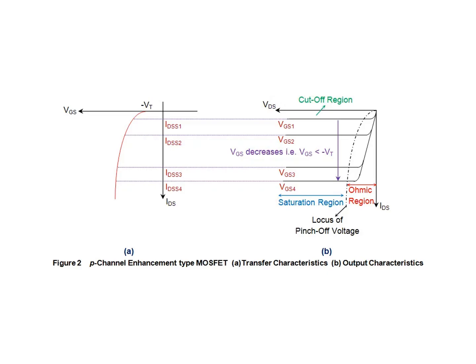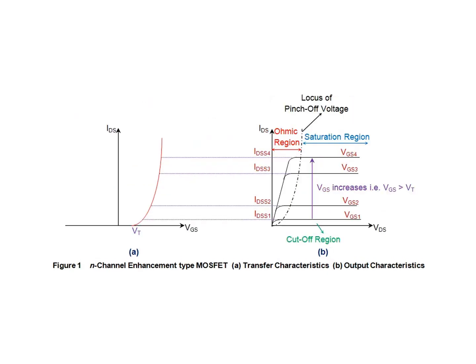Now here are the transfer characteristics and output characteristics of the P-channel enhancement MOSFET, and this is for the N-channel enhancement type MOSFET, the transfer characteristics and output characteristics.